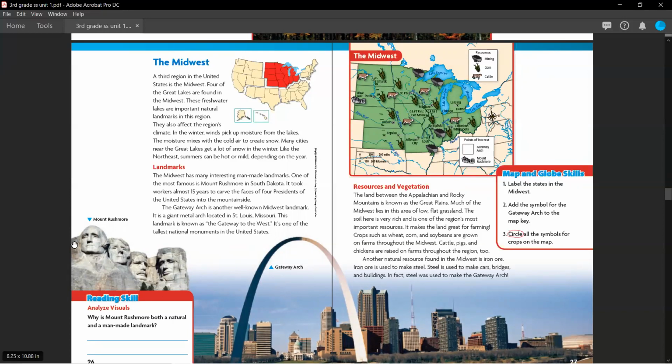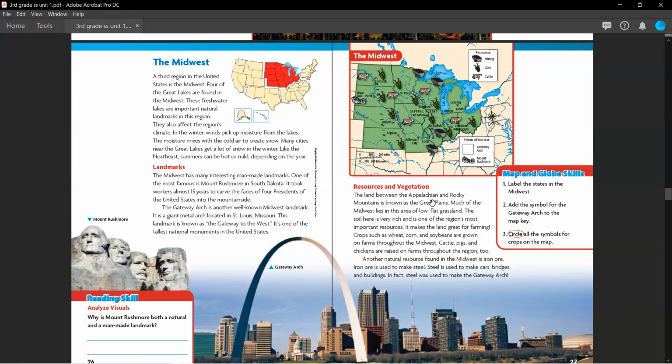Now we know this is natural because that mountainside was already there. So the mountainside is part of nature. So that's what makes it a natural landmark. But when they were carving the rock to make it look like the different faces, that's what made it a man-made landmark as well.